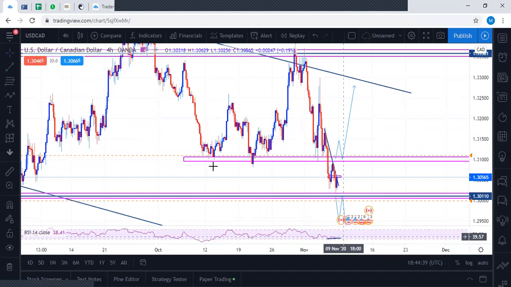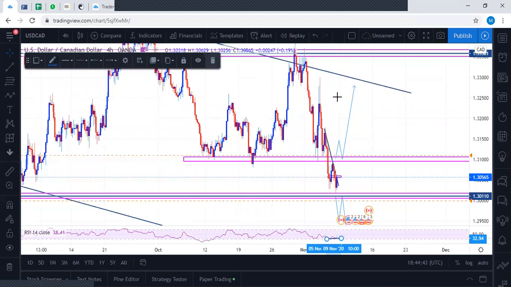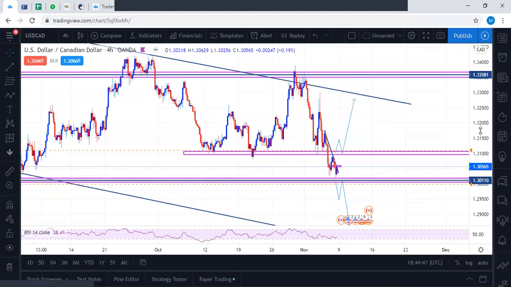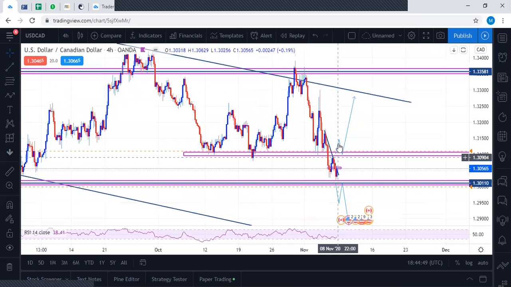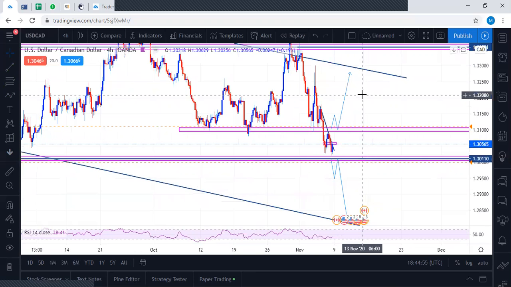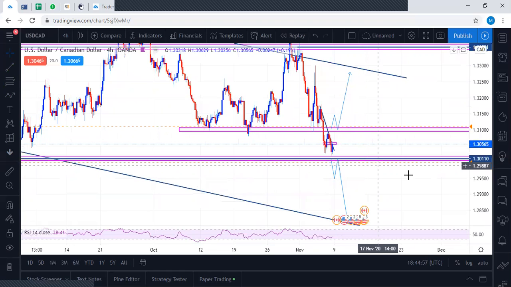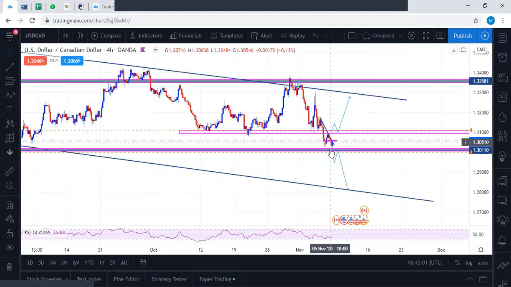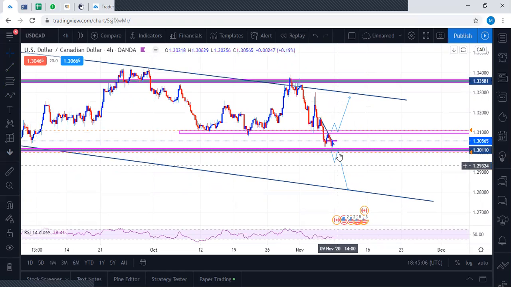So what am I expecting on this pair if the divergence decides to work out? I'm going to be waiting for price to come up all the way to this level here that it broke below, retest to continue to the upside. But if the divergence decides to be a fake one and doesn't hold, I'll be waiting for price to break below the current low that it is at, then retest for possibility to continue to the downside.